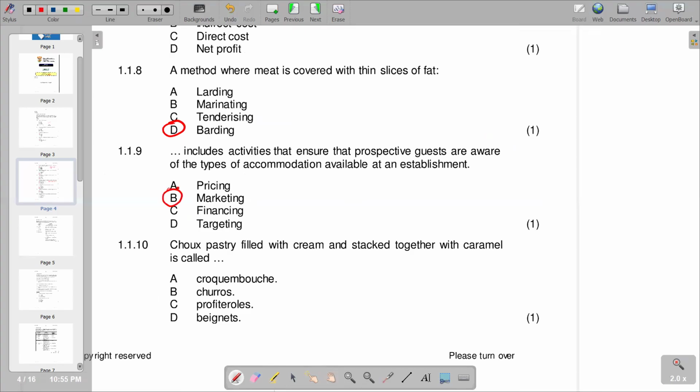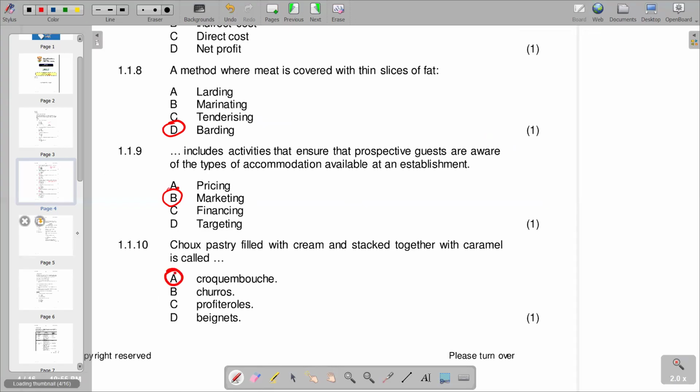Then number 10, a choux pastry filled with cream and stacked together with caramel is called. We have different responses that we have. We see that the correct response that we have is A.